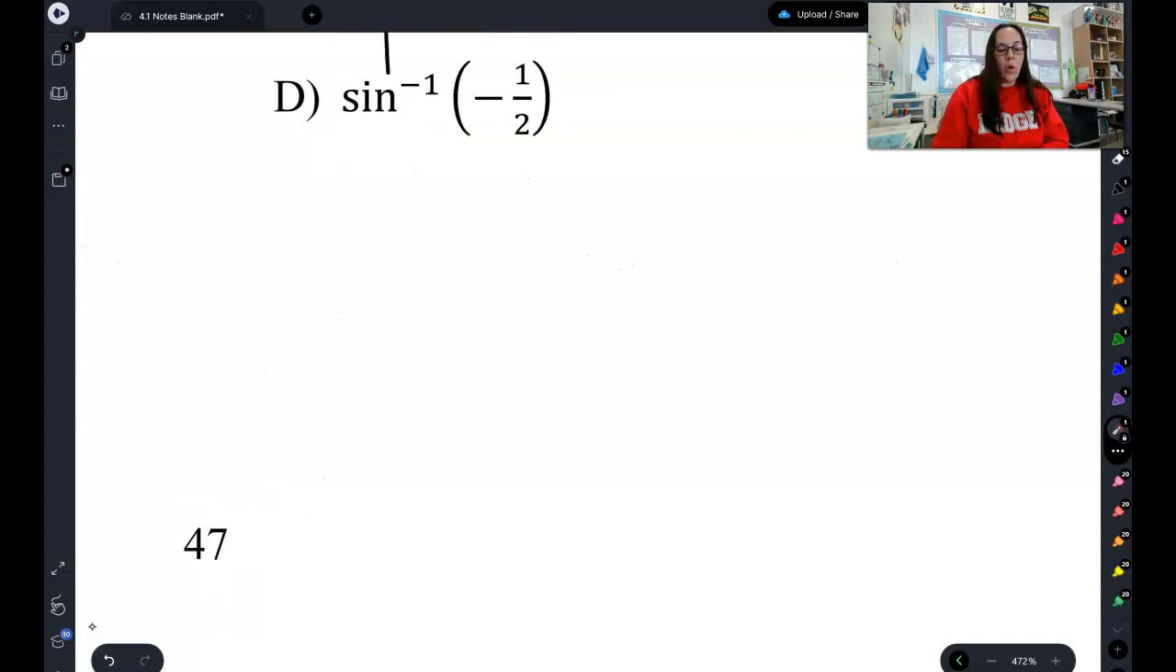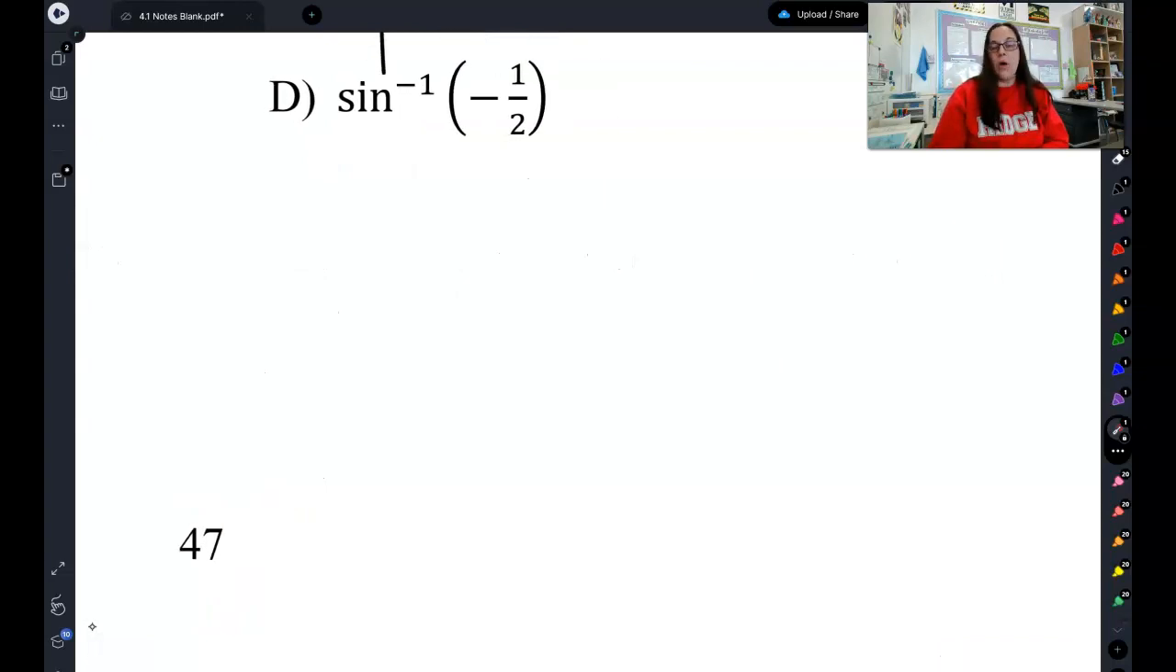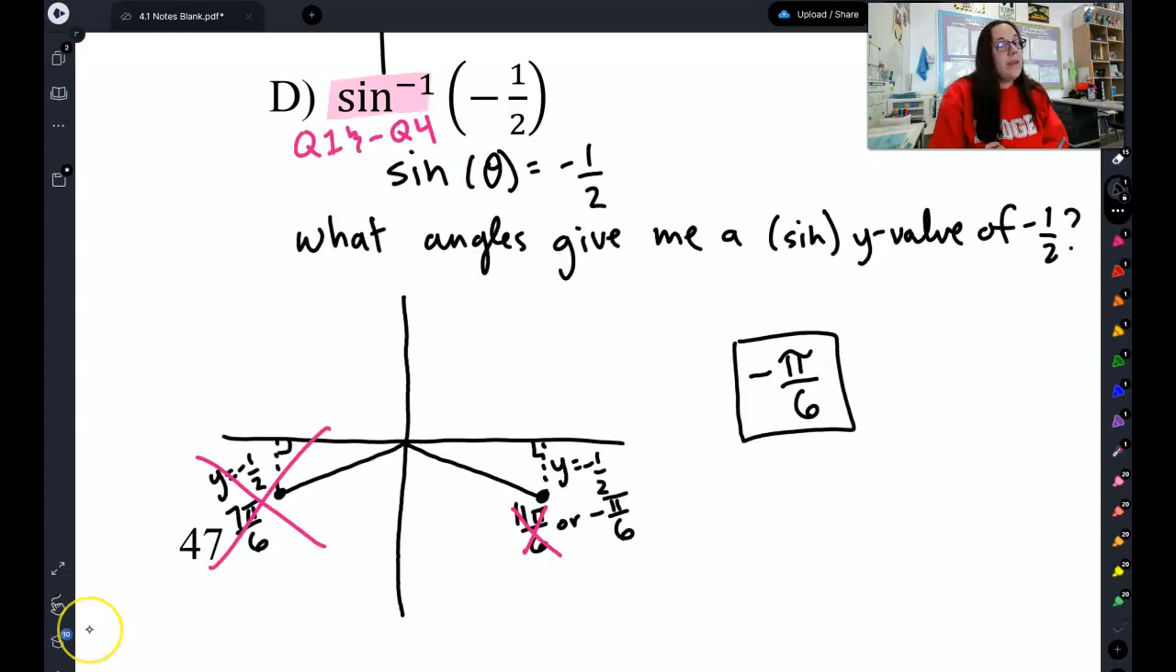Let's try one more and then we'll be done with this video. Arc sine of negative 1/2. So sketch it out, try to figure out what angles will satisfy this, and then pick which of those angles we actually want. Ready, go. Now pay careful attention. This one might get you.